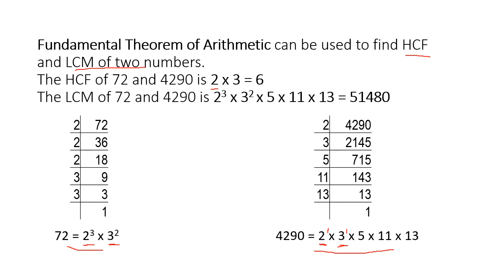The smaller power of 2 is 2 raised to 1 and the smaller power of 3 is 3 raised to 1. There are only two common. So 2 times 3, what do I get? I get 6. So I got the HCF of 72 and 4290 is 6. In the HCF you take out the common factors and always take the lower powers. Which do you take? The lower powers, remember.